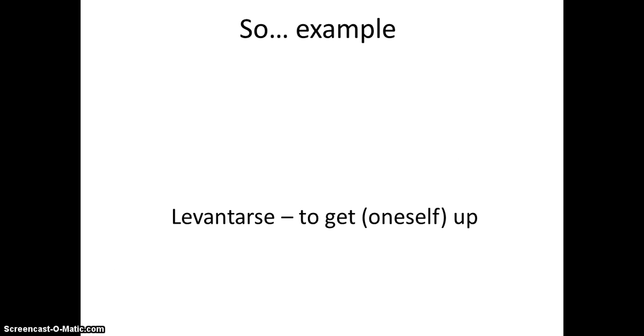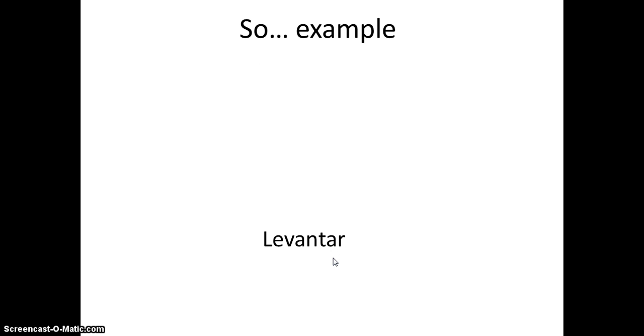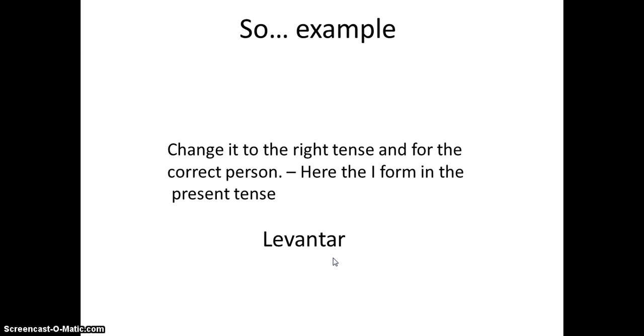So, an example. Levantarse, to get oneself up. This tells us it's reflexive, and we also know because it's got a se on the end. So, remove the se, put it in our pocket, giving us levantar. Change it to the right tense for the correct person. Here the I form in the present tense. So it becomes levanto. So AR comes off and O goes on the end, because we know in the present tense all I forms, whether it's AR, ER or IR, end in O.